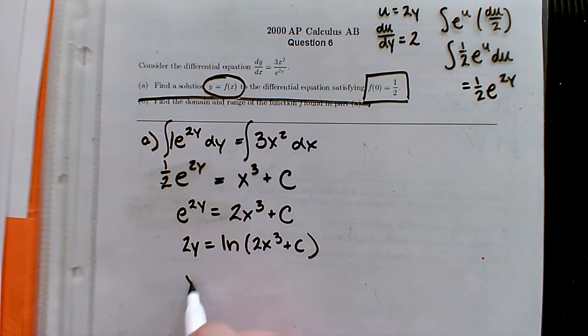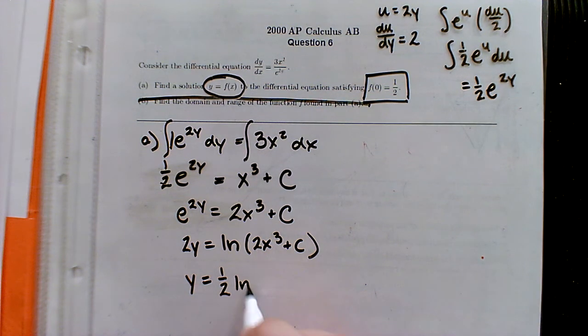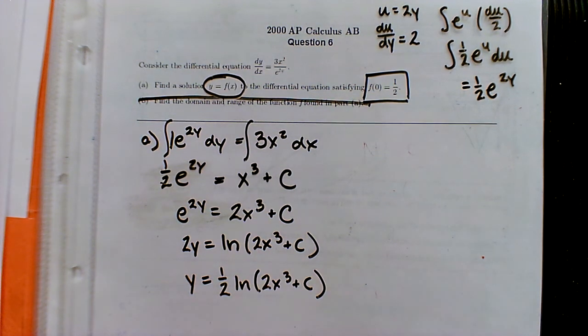And then we can divide everything by 2, aka multiply by a half, so maybe we'll put a half coefficient out front. All right. So there's our general solution.